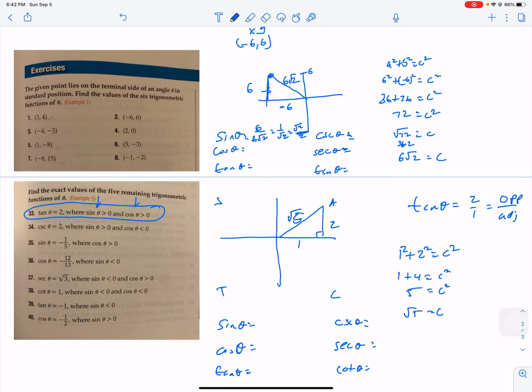Okay. So let's just verify all our steps. Sine is opposite over hypotenuse, which can be rewritten with a square root on top. Cosine is adjacent over hypotenuse. And tangent is opposite over adjacent, which is exactly what we wanted, right? That's exactly what we want over here. All right, that's it.